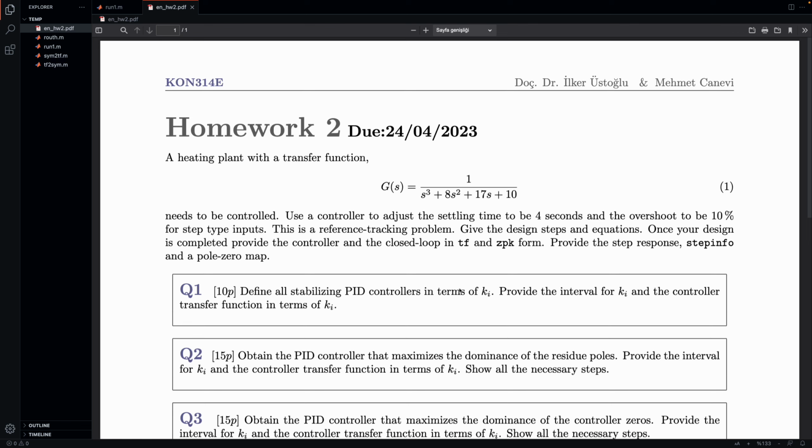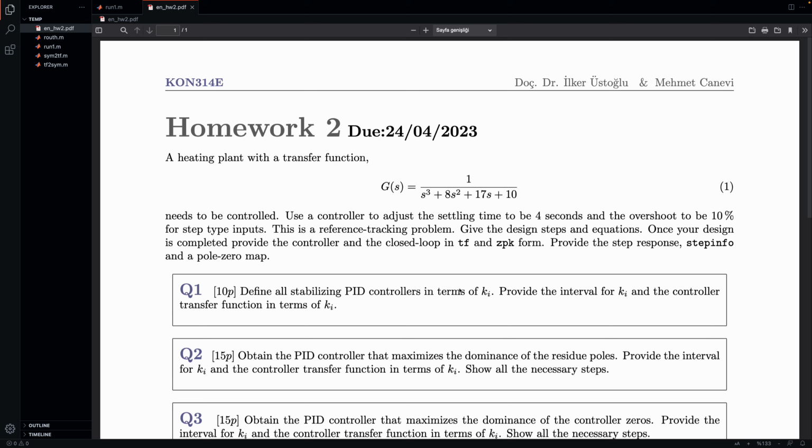Hello everyone, this video is the solution video to homework 2. Now, we actually did look at the system in homework 1. Now we're basically going to continue on that because we didn't quite get a good controller design in homework 1. That was not really the aim there. But here we are actually focused on the PID controller, which we hope will achieve the 4-second settling time requirement and the overshoot of 10%, of course.